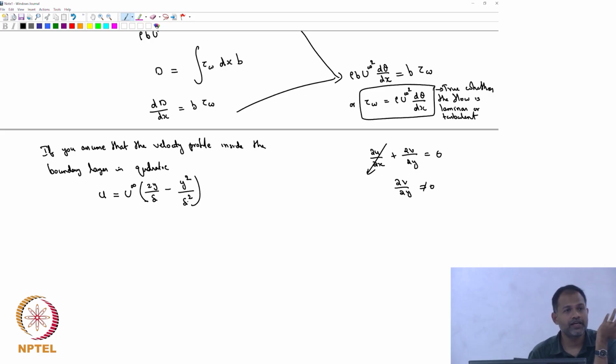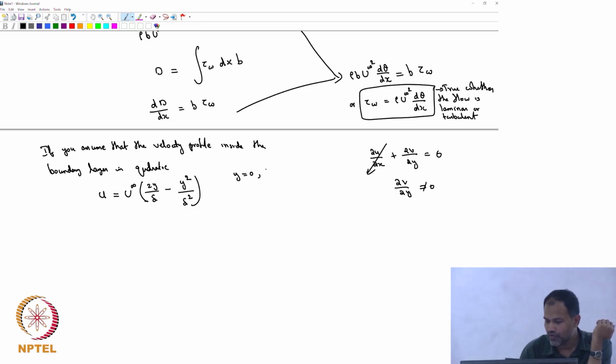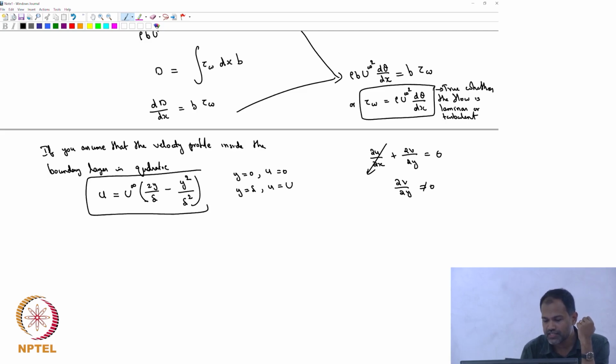This is because in pipe flow we know that it is quadratic, so that's one of the reasons. If you look at y is equal to 0, what is u? U is 0. If you look at y is equal to delta, what is u? U infinity. So, this profile satisfies the boundary condition, the no slip on the solid plate. It could have gone linearly, it could have gone quadratically and so on.